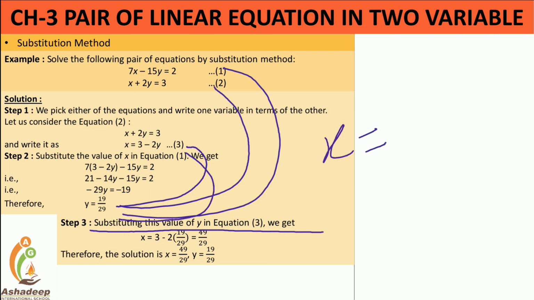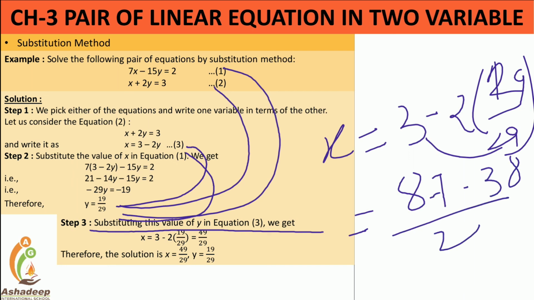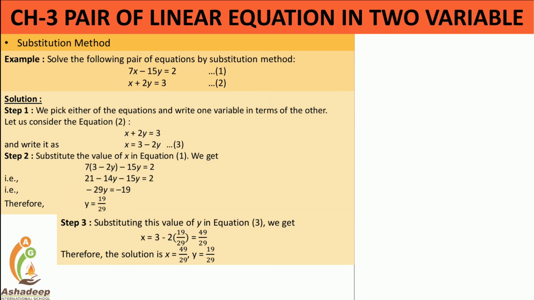So x is equal to 3 minus 2 into y, which is 19 by 29. Now 29 3s are 87, minus 38, divided by 29, and this is going to be 49. So it is 49 by 29, right? So here we get the values. Therefore the solution is x equal to 49 by 29 and y equal to 19 by 29.